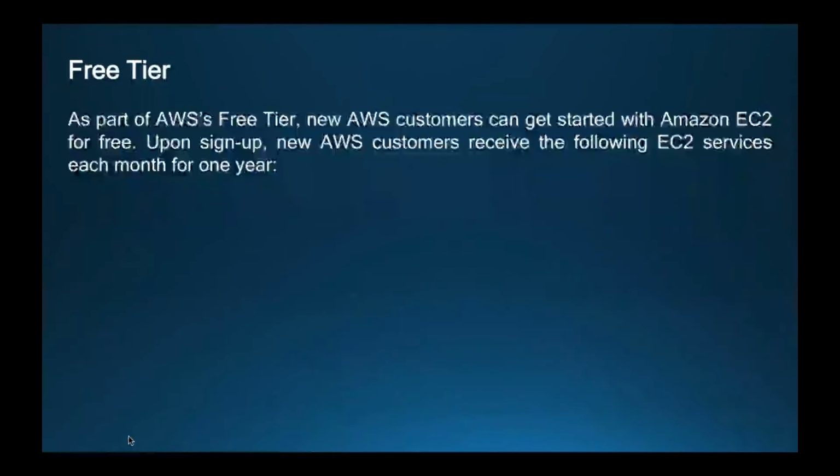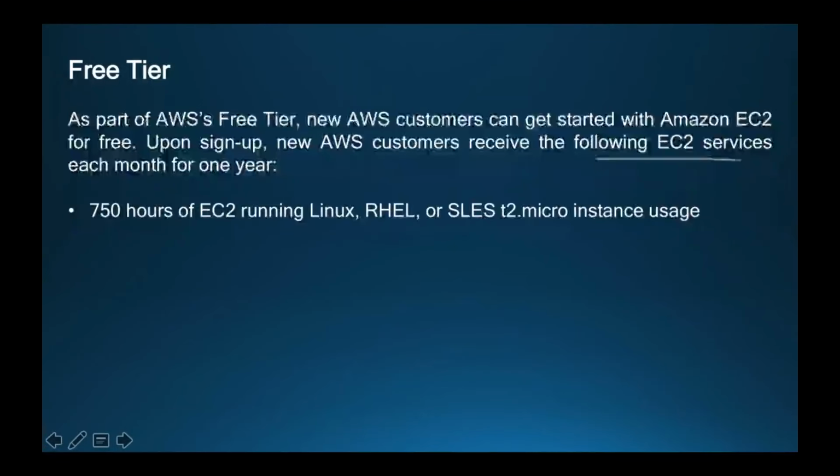So upon sign up, the new AWS customers receive the following EC2 services. If you just highlight this thing, it says following EC2 services for each month for 1 year. I repeat, so once you sign up for the free tier account, you get the following EC2 services for each month for 1 year. First thing first, you get 750 hours of EC2 running Linux, RHEL, SLES, t2.micro instance usage. Now t2.micro is an instance type.